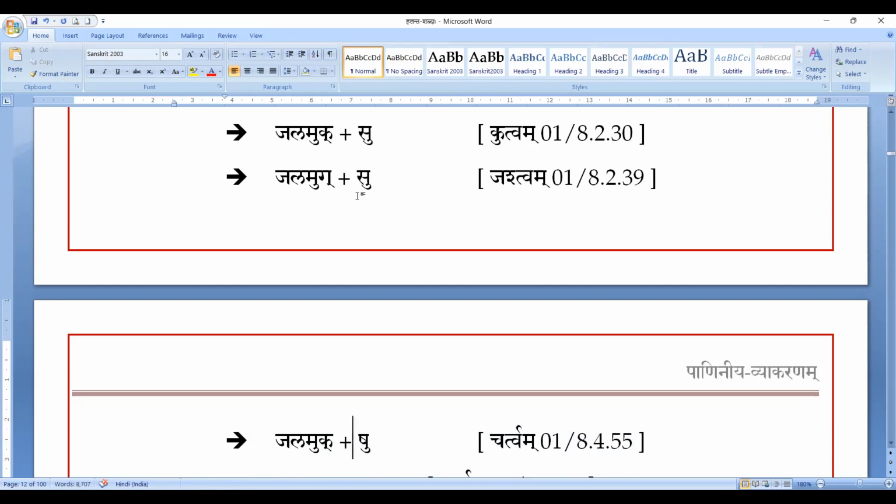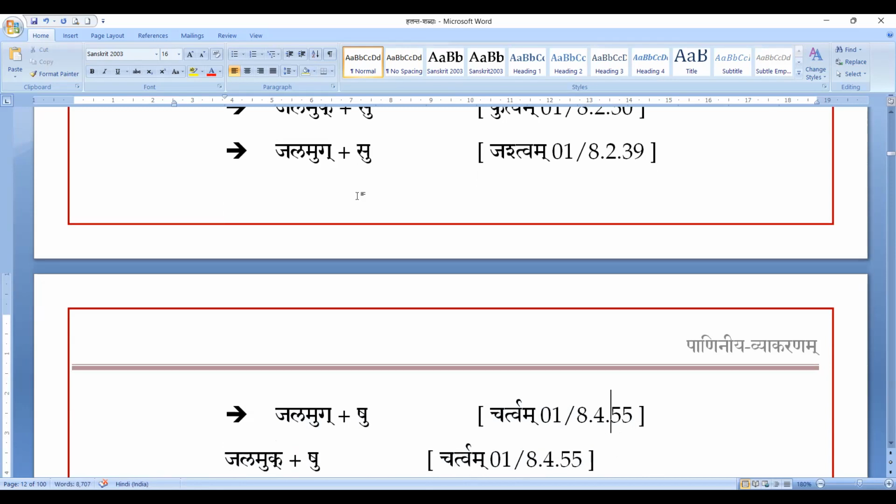Jalamuk plus su. Here you can see, Jalamuk. You can do the Chatta Sandhi later, but before that, what do I have to do?